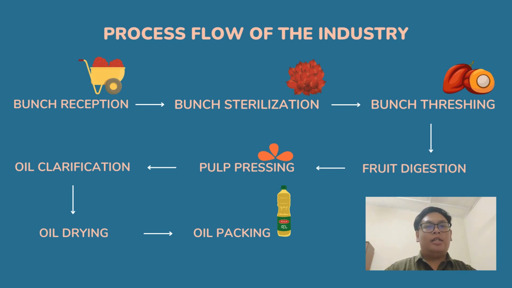Fruit digestion is the process of releasing palm oil from the fruit by breaking down the oil-containing cells. The fermentation chamber is an important part of the palm oil extraction process, and the efficiency of the fermentation process directly affects the quality of the extracted oil.